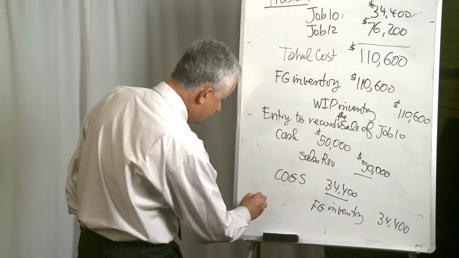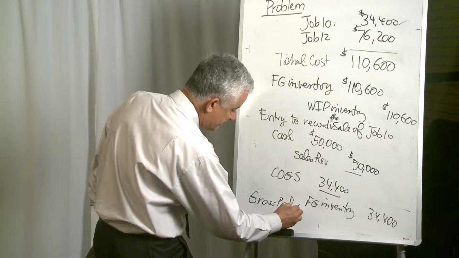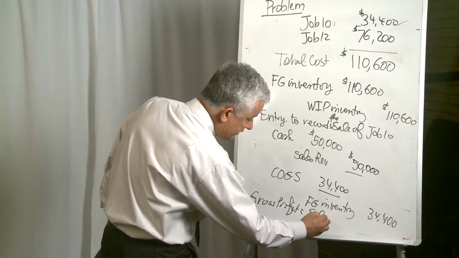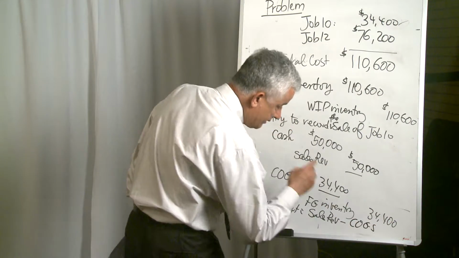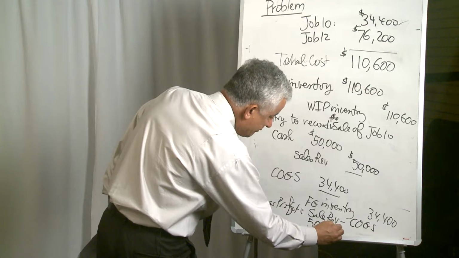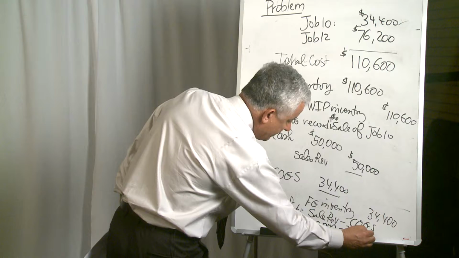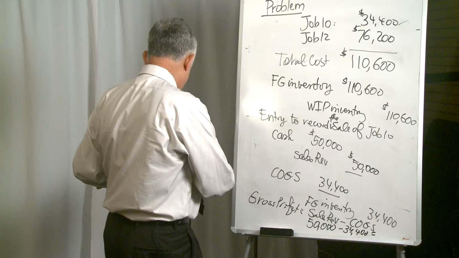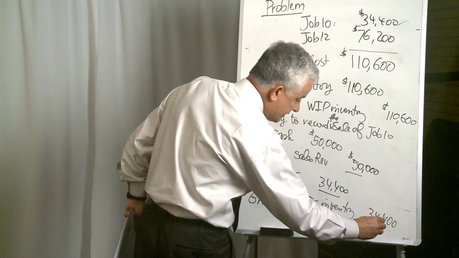So our gross profit will be sales revenues minus the cost of goods sold, which is what? 50,000 minus 34,400, and that will give us a gross profit of 15,600.